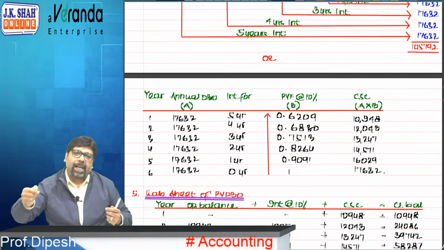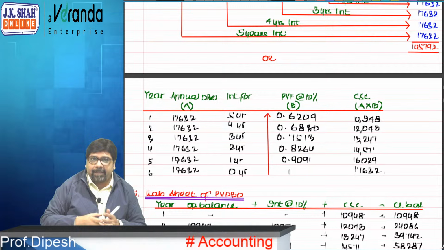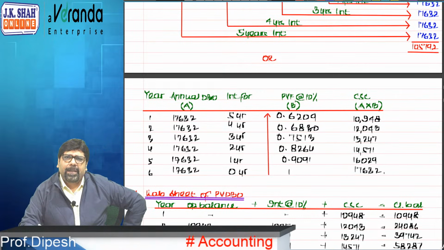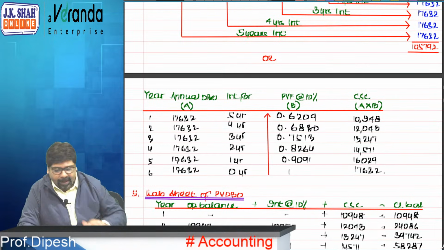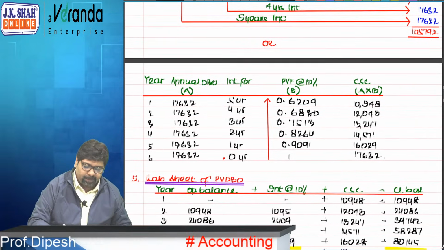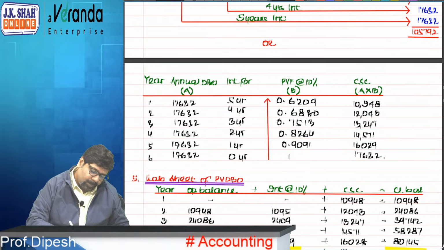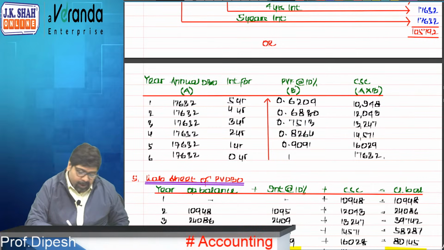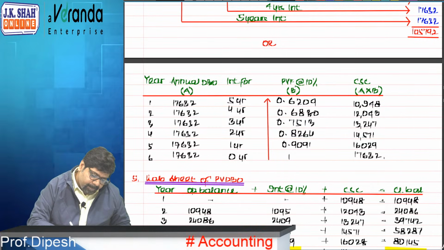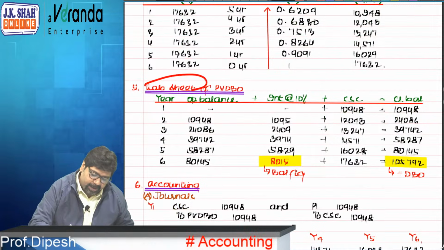Then I will find out CSC, step 4 mein. CSC mein, I will present value it. How to find out present value? Last year mein 0 interest, 1 year ka interest, 2 year ka interest, 3 year ka interest, 4 year ka interest, 5 year ka interest. Correct? So present value factor for this is 1, present value factor for 1 year, present value factor for 2 years, you got CSC.